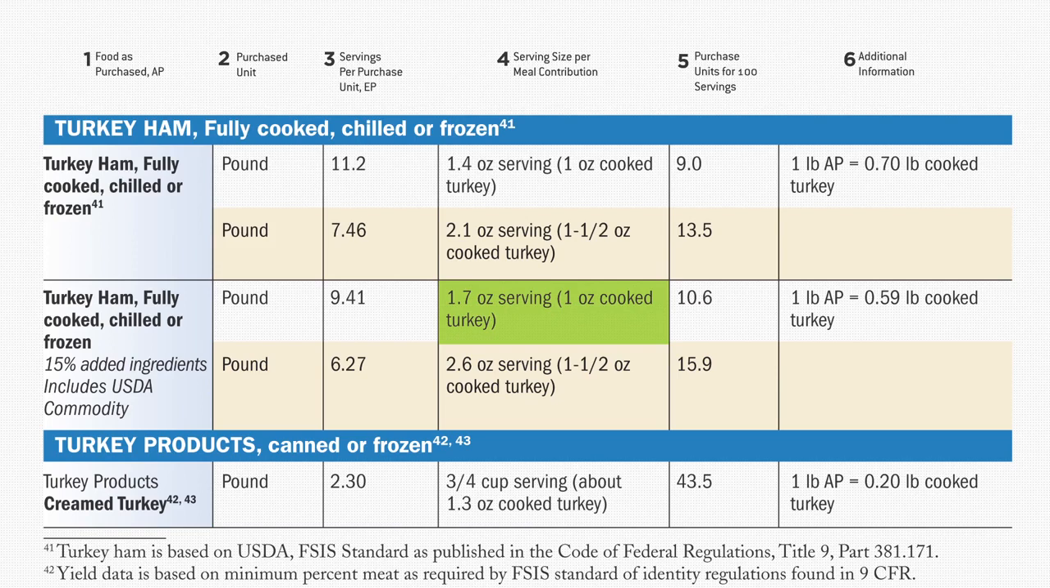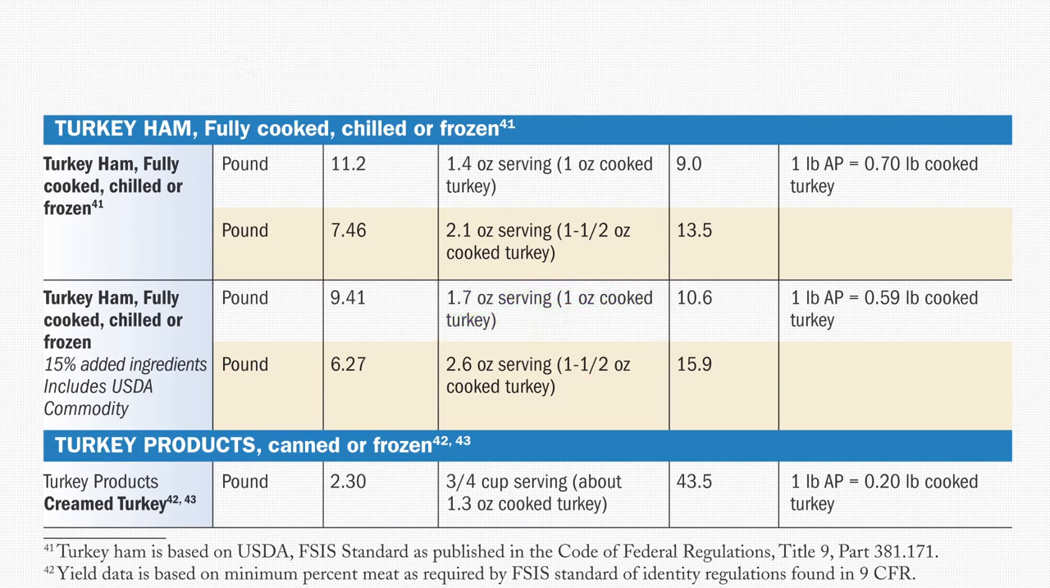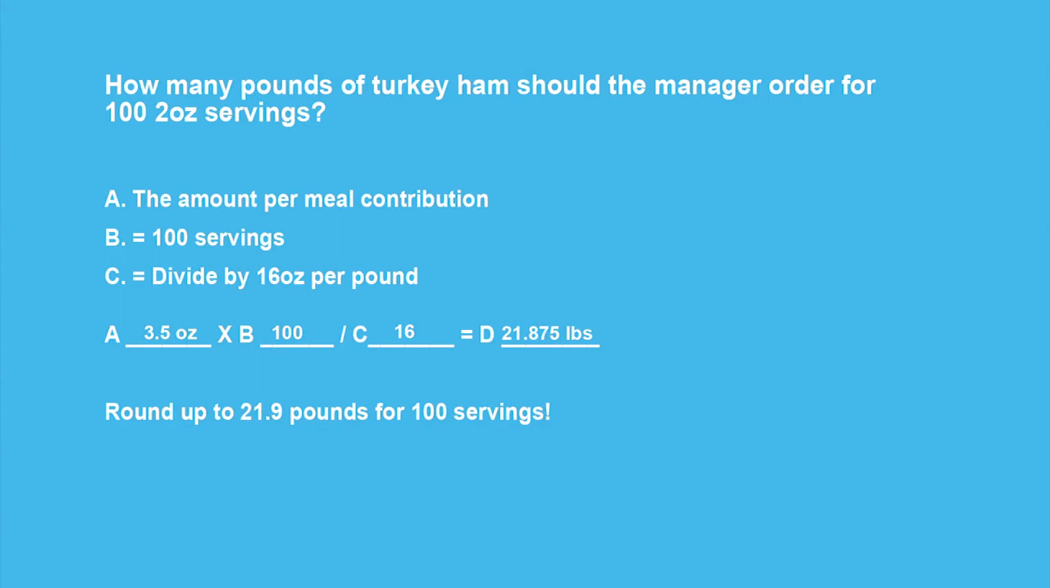When rounding up, you would record 21.9 pounds in the units for 100 column in the daily production record. This is calculated by 3.5 ounces times 100 servings divided by 16 ounces per pound equals 21.875 pounds. It is okay to round up to 21.9 pounds so that the manager will order adequate amounts for the menu.